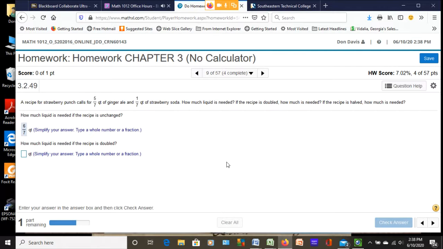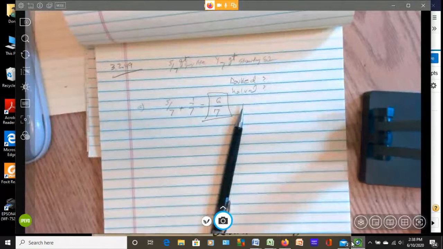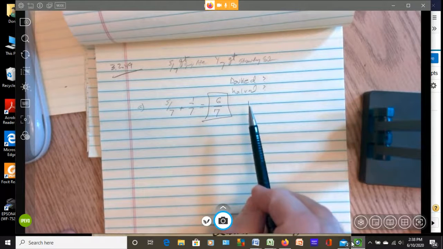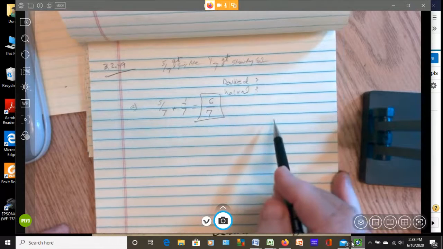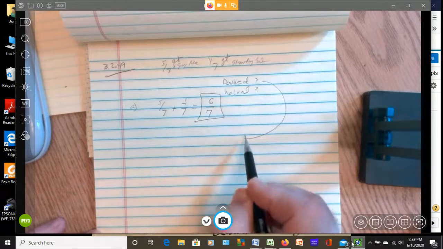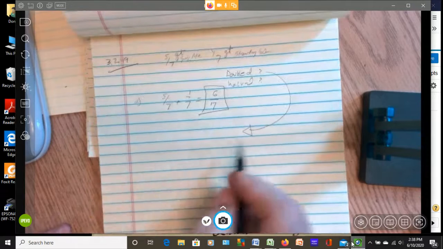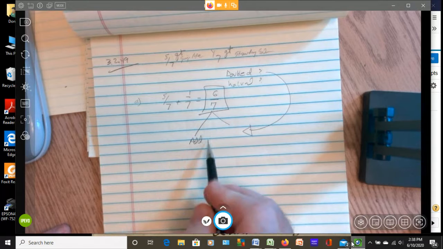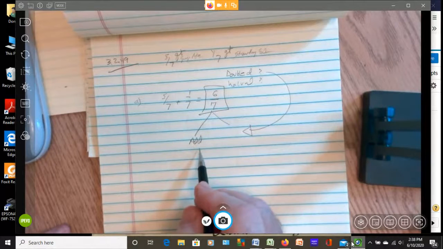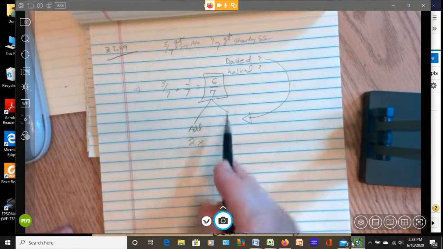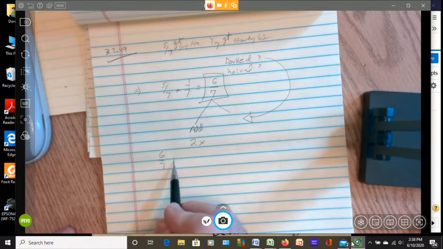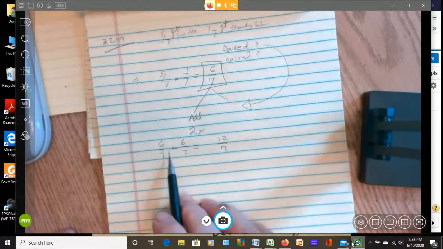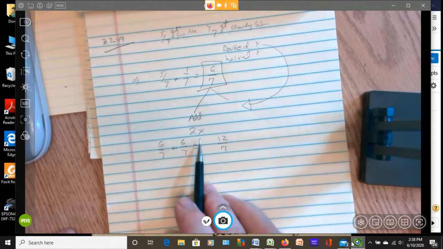So what's the next question? Double the recipe. What does it mean to double something? You could either say, I'm going to add this quantity to itself, couldn't you? Or you could say, I'm going to take this quantity and multiply it times 2. Look, if you say 6/7 plus 6/7, you get 12/7. Like fractions, add the numerators to get 12/7.